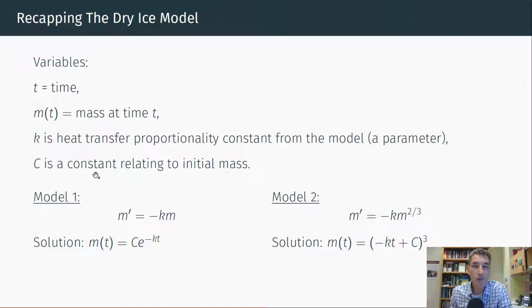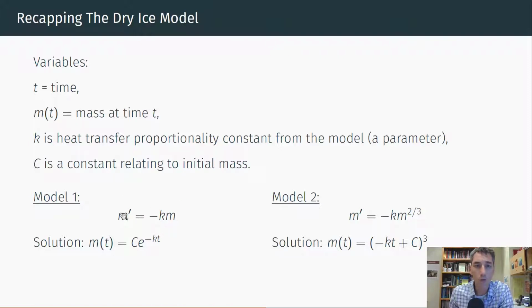And then C shows up as a constant relating to the initial mass. So if you drop in 10 grams or 20 grams or 30 grams, that's kind of determining the C. So C doesn't show up in the model, it shows up in the solution, whereas K is part of the model. Okay, so that's the difference between a parameter and a constant. Parameters are sort of part of the model, whereas C is constants that pop out when you solve the problem.